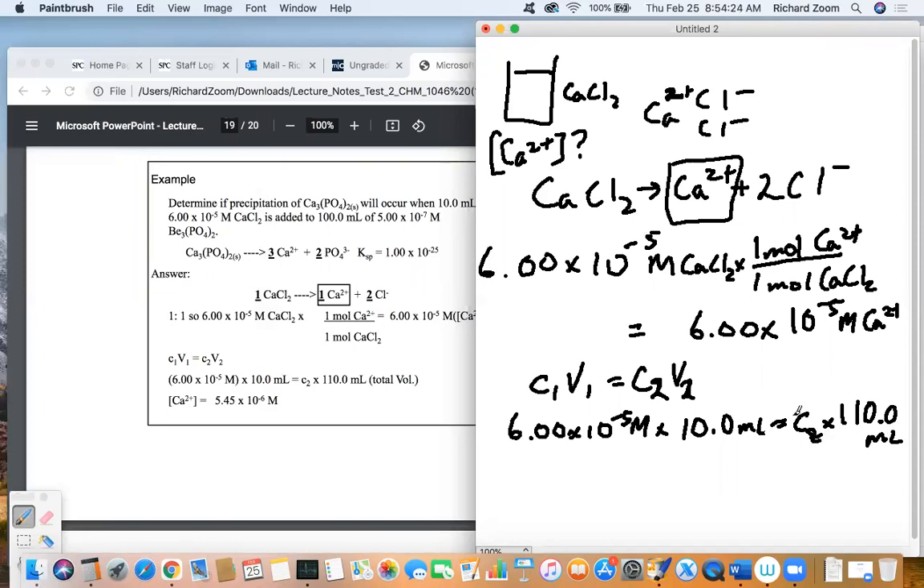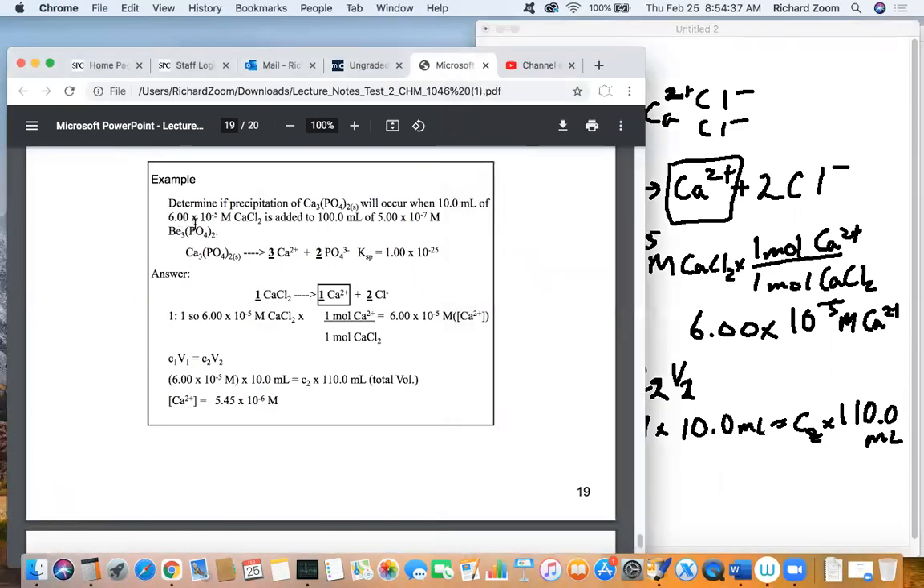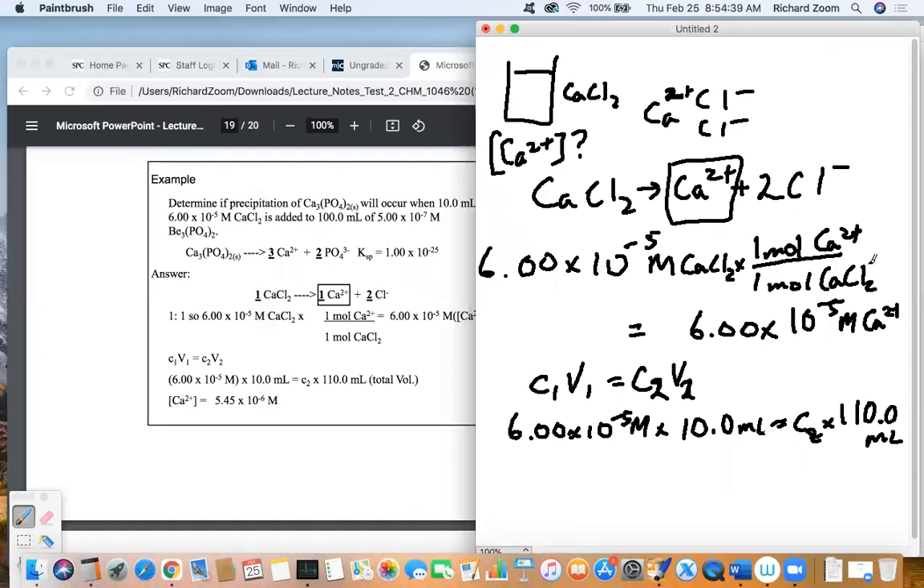I have a question. Yes. Where did you get this 6 times 10 to the -5? Okay, do you see the initial problem here? It tells us the concentration. And then 1 to 1, so it turns out to be the same concentration of calcium 2 plus as it was CaCl2. Okay. All right, so that goes in here as C1, all right? Now C2, when we solve for it, is going to be 5.45 times 10 to the -6 molar.